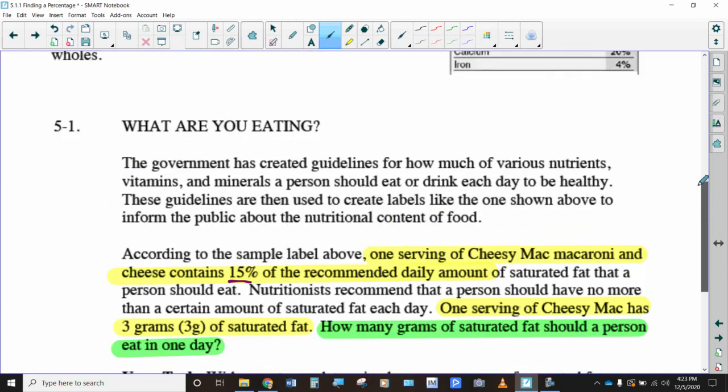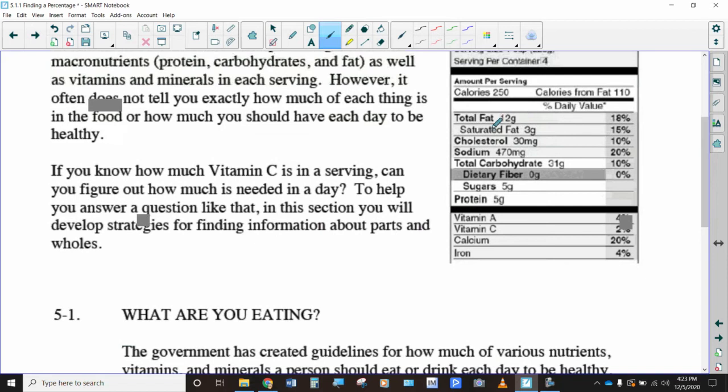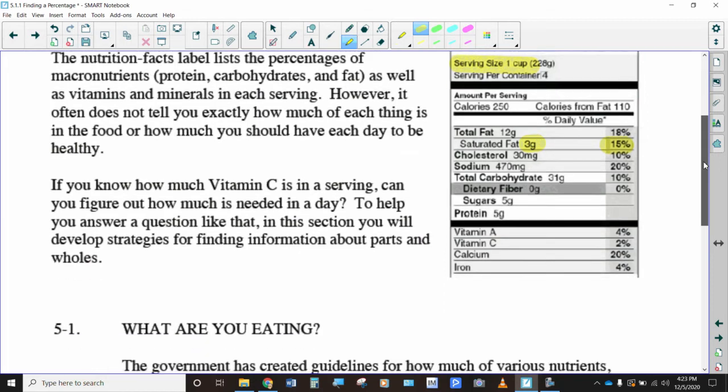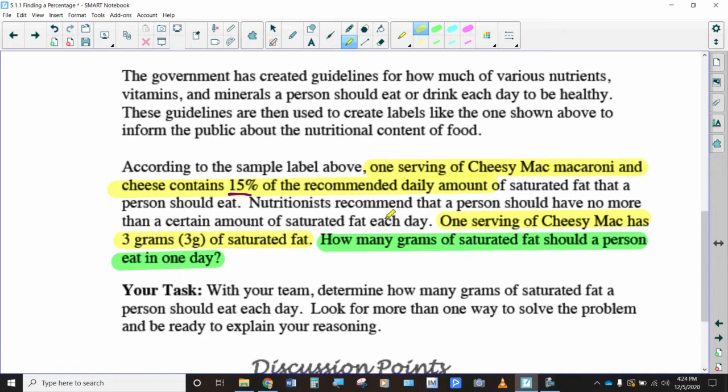So when I'm looking up here, where's the saturated fat? Here's the information that they provide us. It says 3 grams of saturated fat represents 15%. And that is for 1 serving, which happens to be 1 cup. Okay, so in 1 cup of this Cheesy Mac and cheese, you get 3 grams of saturated fat, which represents 15% of the total you should have in any given day.